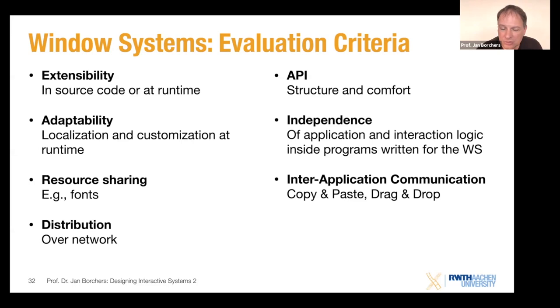If you have resources like fonts that nobody ever wants write access to, everybody just wants to read these memory resources, then you should be able to share them. So not everybody needs to load their own copy of the same font into memory. Some Windows systems can be distributed over the network. What I mean by this is that part of the Windows system is running on one computer, another part of the Windows system is running on another. Again, the X Windows system, we will see how that provides sort of the gold standard in being distributable. And it's something that gets harder in modern commercial systems. And we'll talk about why that is the case.